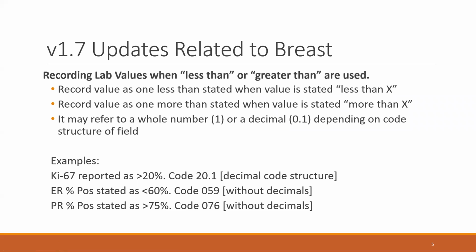You can also see the ER and PR percent positive. If it's stated as greater than or less than, there are no decimals in those fields, so you are going to go up or down one whole number if that's what you have in your record.